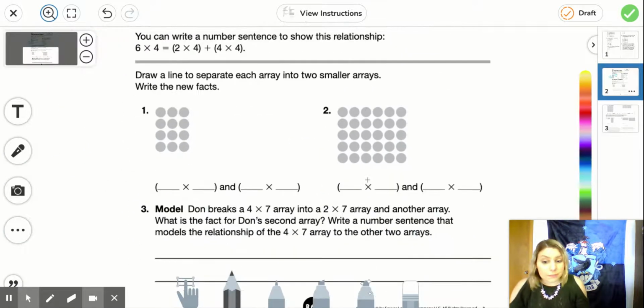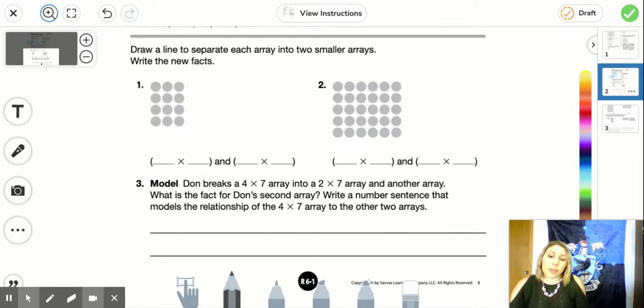Now it's our turn. When I go to number 1, it wants me to draw a line to separate each array into 2 smaller arrays. So this first one, it gives me 1, 2, 3, with 1, 2, 3, 4 rows. So there's 4 rows, and each row has 3. So I'm going to break it in half. That way I can just add the same number twice.